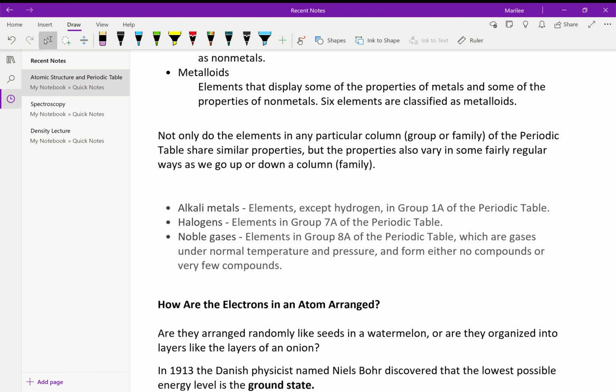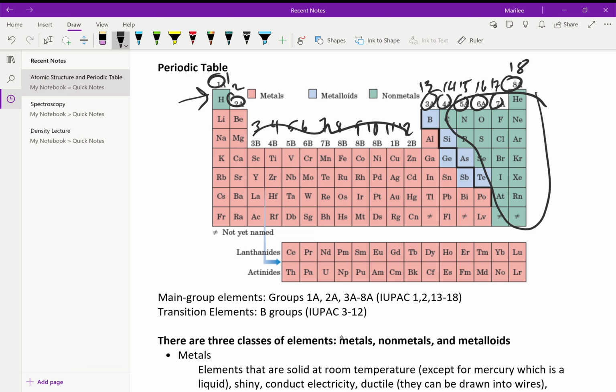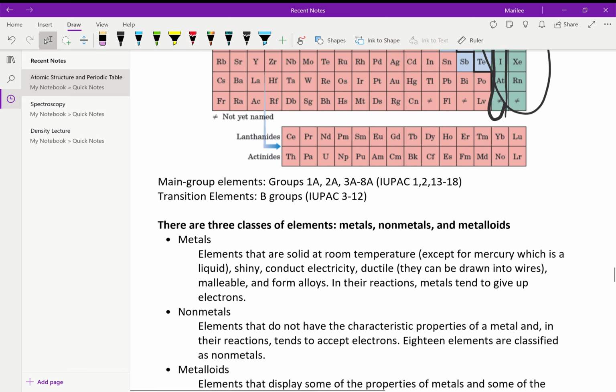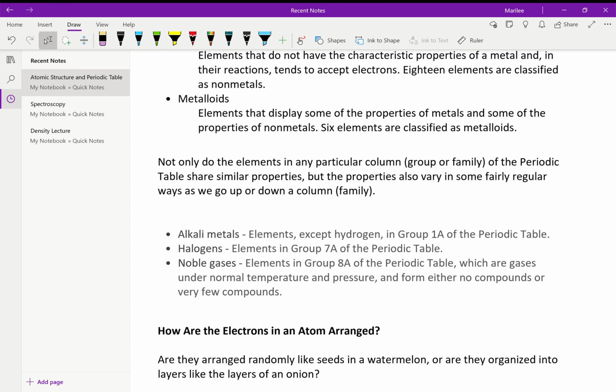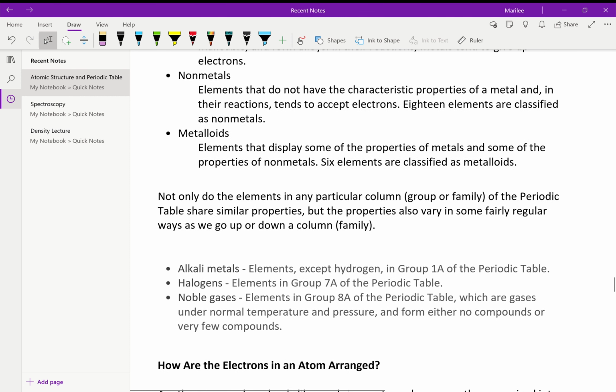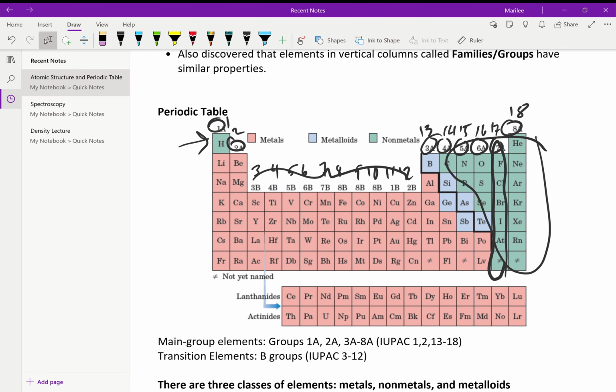So the alkali metals are all the group 1A elements on the periodic table except for hydrogen. The reason hydrogen is placed there is because it only has one atomic mass of 1. And you have your halogens, which are the elements in group 7A of the periodic table. These are your halogens. And then we have the noble gases, and those are group 8A. These are your noble gases.